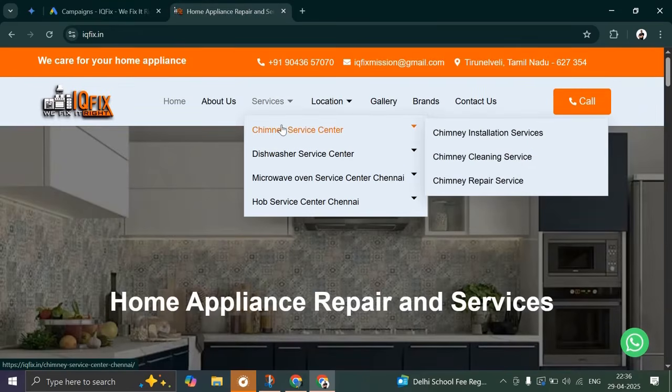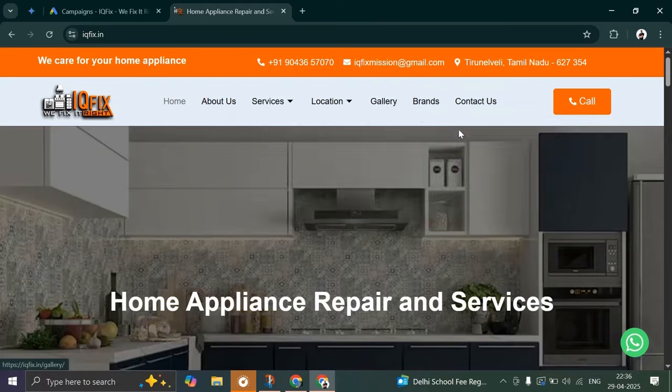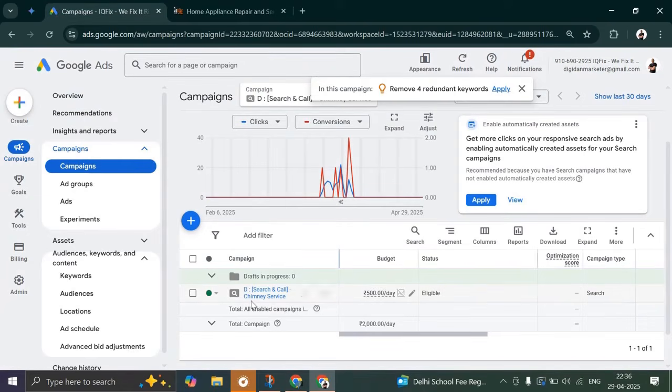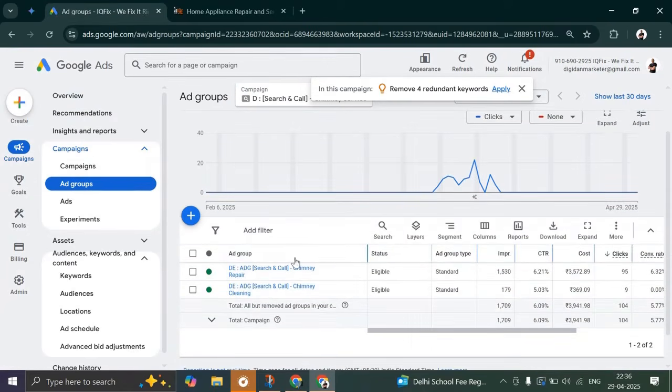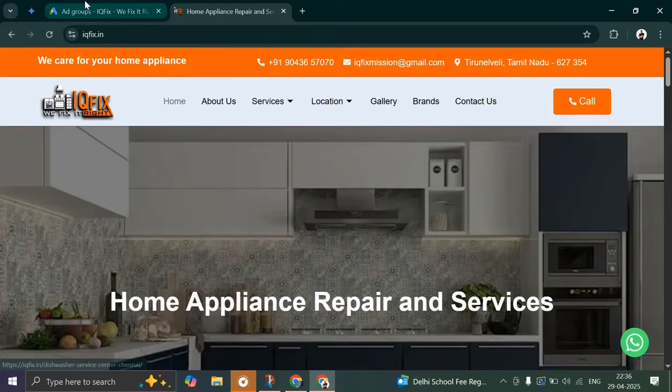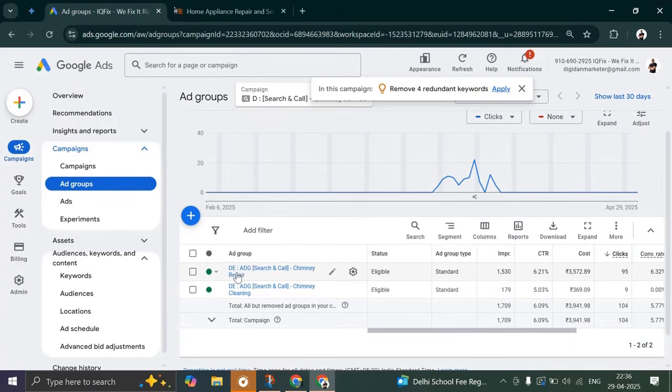Let's check. If you go here, Chimney Service Center. This is a product, and under this product come three different services: installation, cleaning, and repair service. But the client requested that we don't need all three services under a single Chimney Service Center. They wanted repair and cleaning only. They did not want installation services. So I've created ad groups separately for chimney repair and chimney cleaning service.